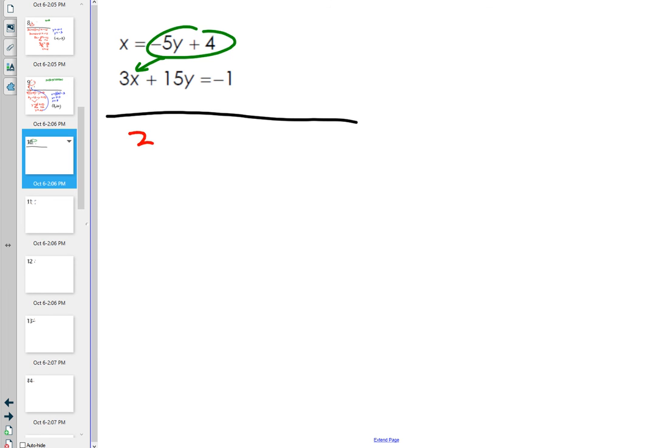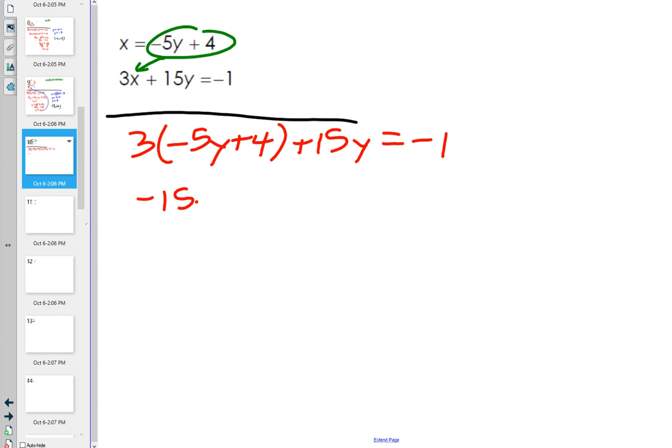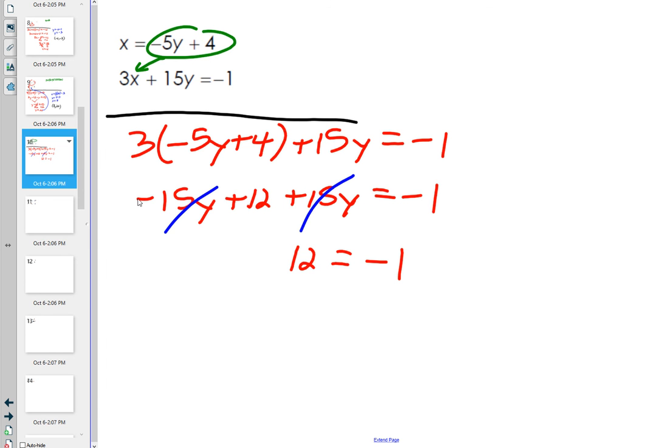So when I do that, 3 times negative 5y plus 4 plus the 15y is equal to negative 1. Notice how I only see y's. So negative 15y plus 12 plus 15y is equal to negative 1. And as Angel said, and as I said as well, the solution becomes pretty clear right at the beginning because not only does one variable cancel out, they all cancel out. And when you drop the leftovers, is 12 equal to negative 1? That's why there is no solution.